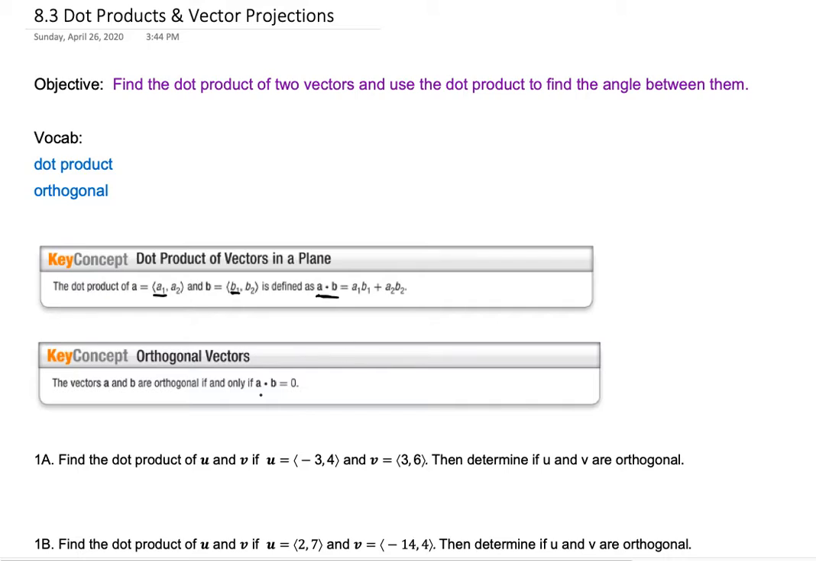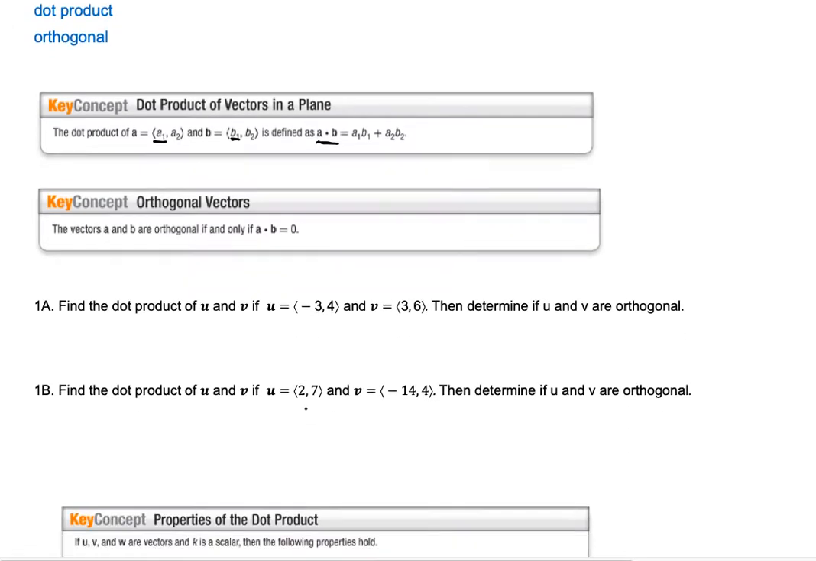And then orthogonal vectors: if you have a dot product of A and B and it equals 0, then the vectors are orthogonal. So they are only orthogonal if, when multiplied, they equal 0. So let's try a couple of these.